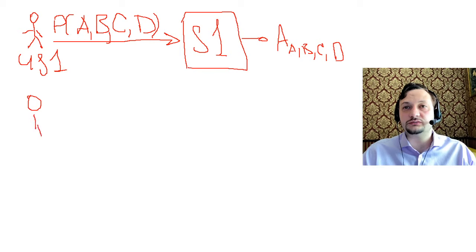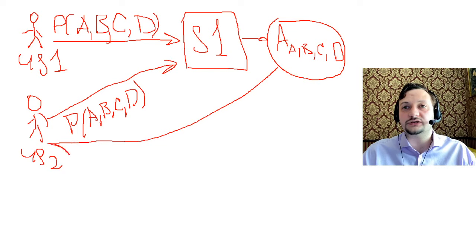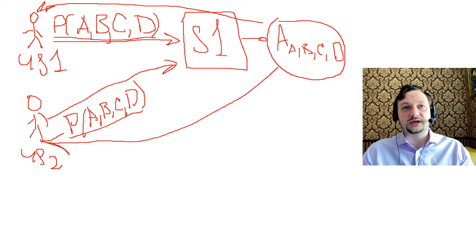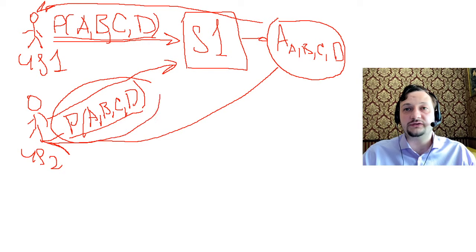If the user 2 sends the same request with the same parameters, procedure A, B, C, and D, to the same service, the second user would get the same result as the first one. So if the users pass the same parameters to the service, they would get the same result. That service we call stateless. That means that there is nothing inside the service beyond the parameters provided by the users.